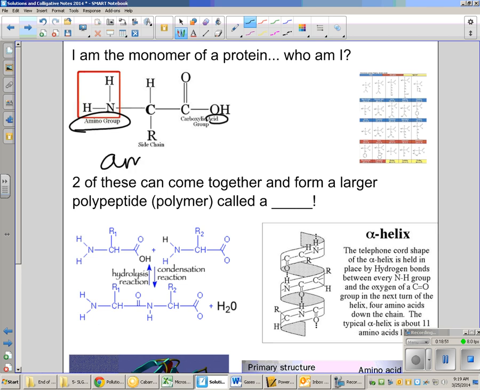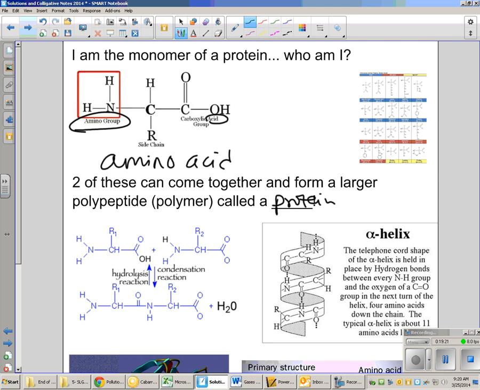So this amino acid is called this because it has an amine functional group and a carboxylic acid functional group. Okay? So these things can come together to build a protein. What are the bonds they form when the amino acids come together? Peptide bonds. Peptide bonds build a large peptide, which we call a polypeptide, aka protein. Okay, so two of these can come together to form a polypeptide, also called a protein.